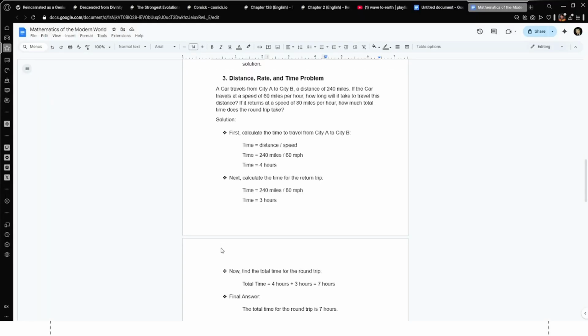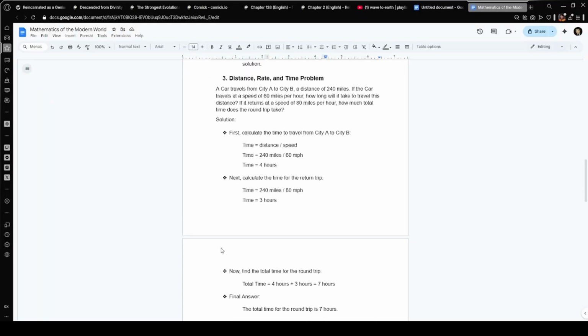And then the third and last problem is the distance, rate, and time problem. So this is our problem. A car travels from city A to city B, a distance of 240 miles. If the car travels at a speed of 60 miles per hour, how long will it take to travel this distance? If it returns at a speed of 80 miles per hour, how much total time does the round trip take?